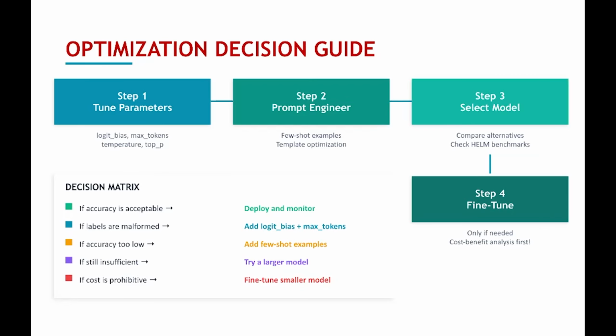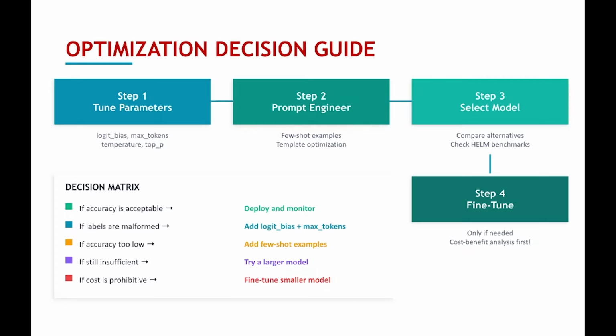So here is a practical decision guide. Start with parameter tuning, it's free, and then try prompt engineering with few-shot examples. Next, evaluate alternative models. Only fine-tune as the last step, and always run a cost-benefit analysis first.